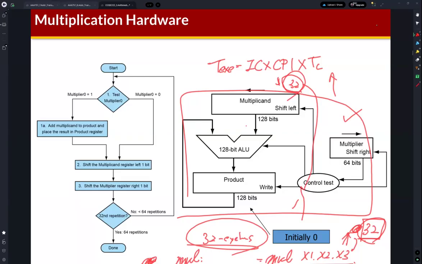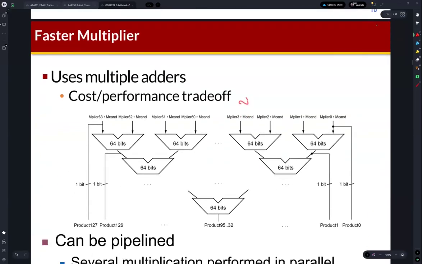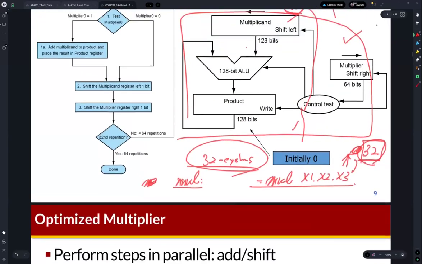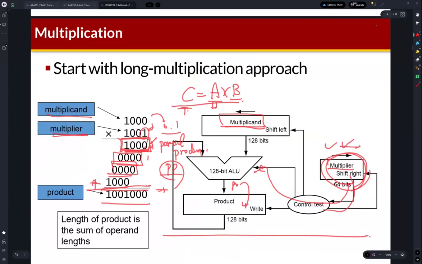So we need to reduce the cycles for multiplication. So we implement a fast multiplier, okay? And it's actually very simple, because parallel operations are possible for the multiplication.